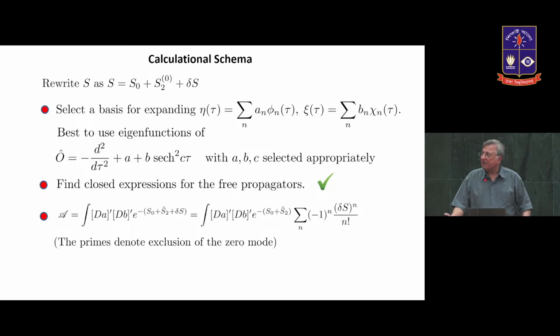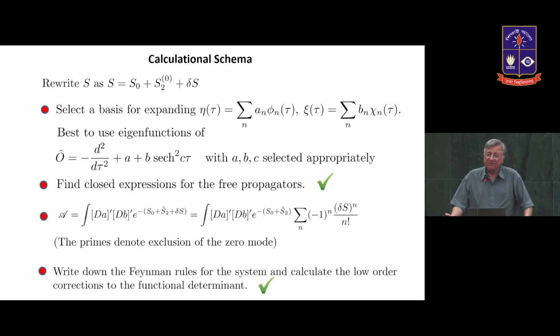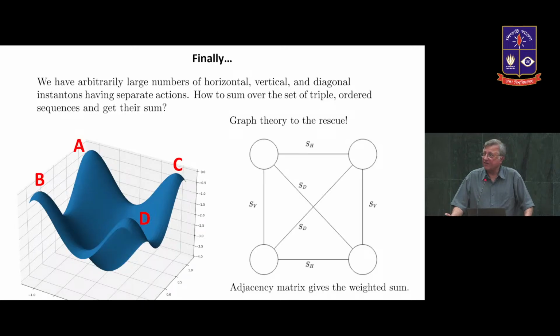And so finally, I will say that we have an interesting system which has now an arbitrarily large number of horizontal, vertical, and diagonal instantons. Now, how to sum over these sequences of instantons, this is the last thing that I'm working on. I think it'll be done very soon.